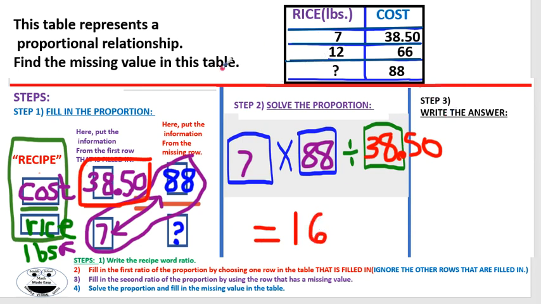So we have to go back to the question. It says find the missing value. This is equal to 16. Or if we had to write this as a sentence, 16 pounds of rice cost $88. What we see here is that you just have to make sure that you choose an order, stick to that order in the recipe, and choose only two rows. One row must be the row that is missing the value, so for sure this row, and then you choose another row that is completely filled in, either the first or the second row. If there were 4 or 5 rows, choose whichever row is filled in, and then the other row is the one that is missing the value.